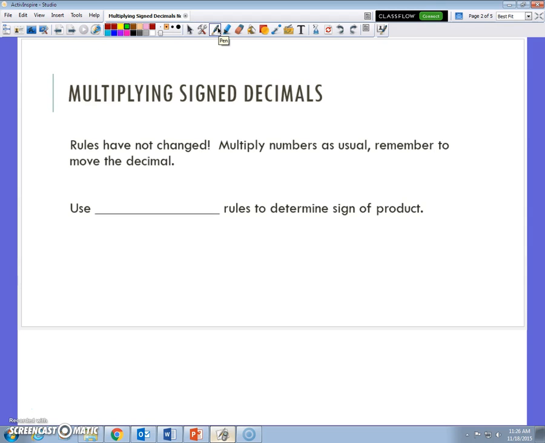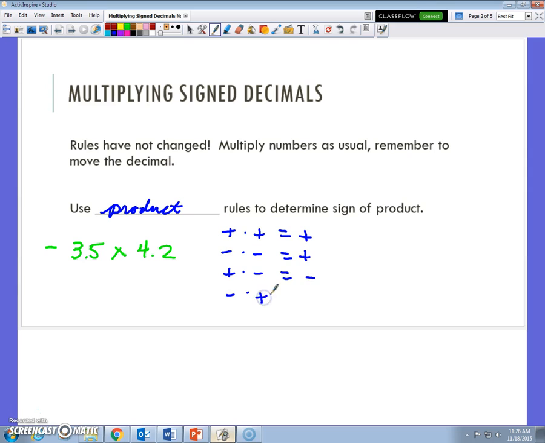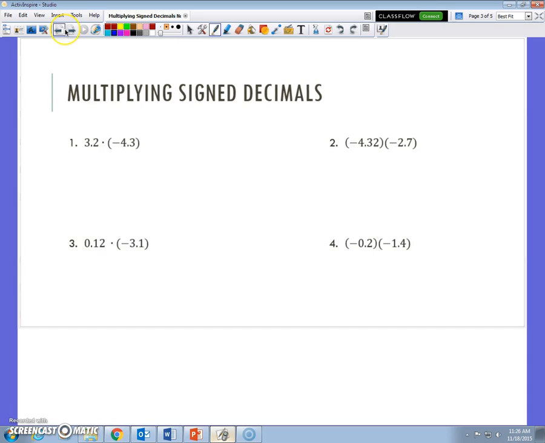All right, when we're multiplying signed decimals, that just means that instead of taking 3.5 times 4.2, one of them will be negative. The only thing that changes from what we know in the past is that our outcome may be negative. So we're going to use the product rules to determine the sign of the product. Positive times a positive equals a positive. Negative times a negative equals a positive. If you have a positive and a negative, or a negative and a positive, your outcome will be negative. But we're going to have plenty of examples to remember how we're doing this.